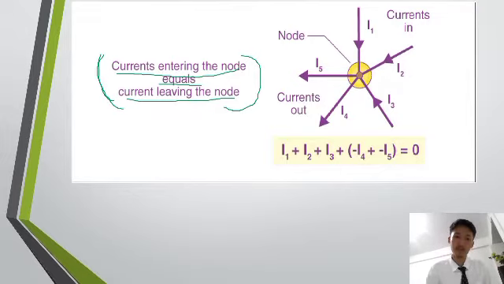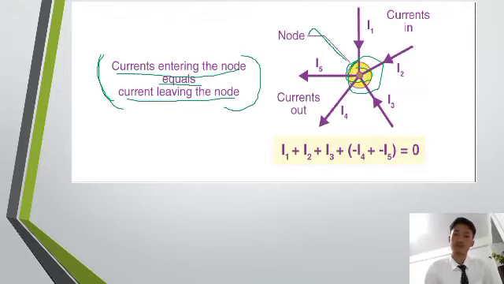That is, current entering the node will be equal to current leaving the node. So what is a node? So the first thing that comes to your mind is, what is a node? A node is basically a point or a junction which separates two or more components in a particular circuit.